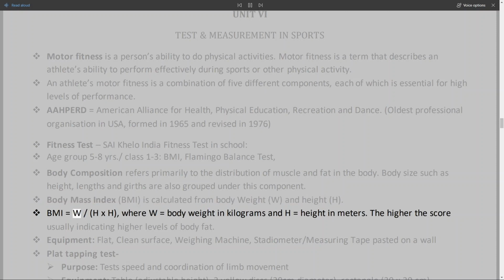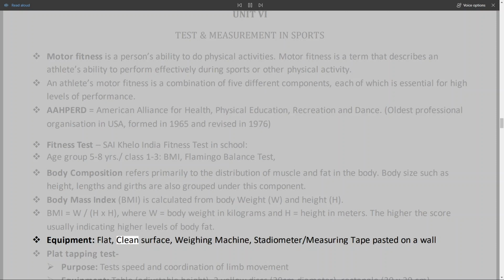BMI equals W/(H×H), where W equals body weight in kilograms and H equals height in meters. The higher the score, usually indicating higher levels of body fat. Equipment: flat, clean surface, weighing machine, stadiometer or measuring tape pasted on a wall.